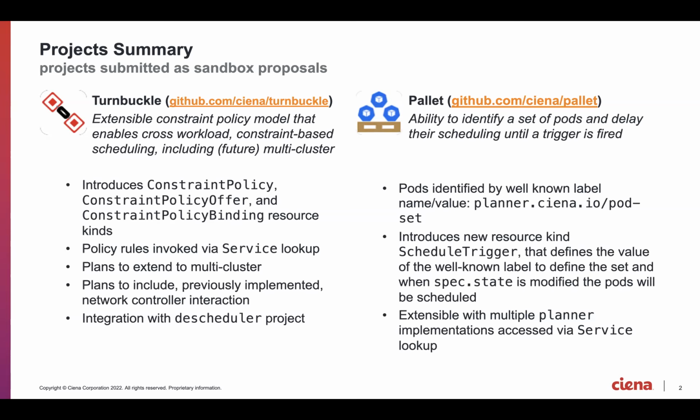Then when someone does a trigger, when that trigger changes from pending to schedule, as the pods come through the scheduler, we will first call what we call a planner. Again, that's a gRPC interface located by a service lookup. That planner will come up with essentially a mapping, an optimized layout of all the pods associated with that trigger and which node they should be associated with.